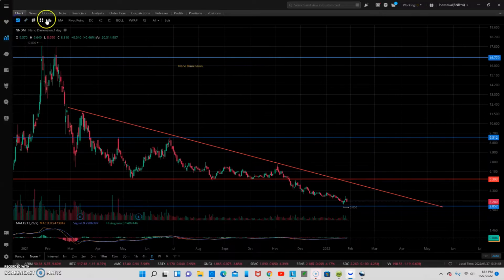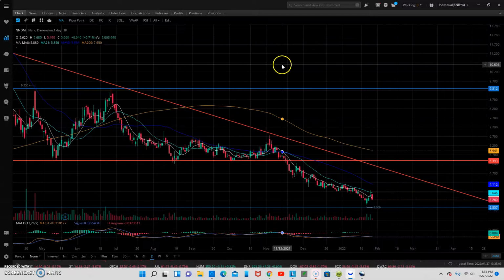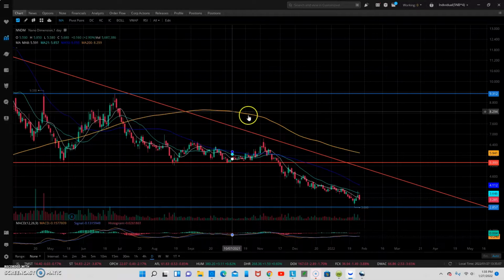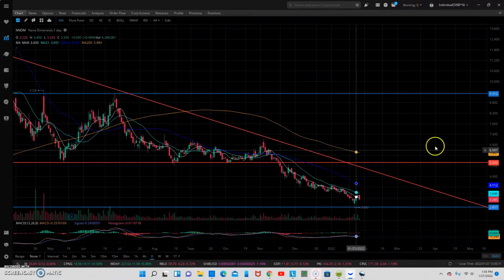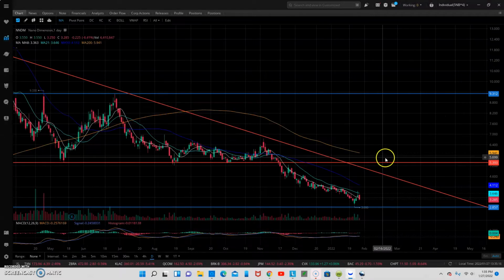But anyway, let's take a look at the moving averages here and see what's going on with those. Obviously, we are well below any moving averages here. You could see the 200-day is way up here in the yellow, and we're well below that. That's sitting around $5.94.